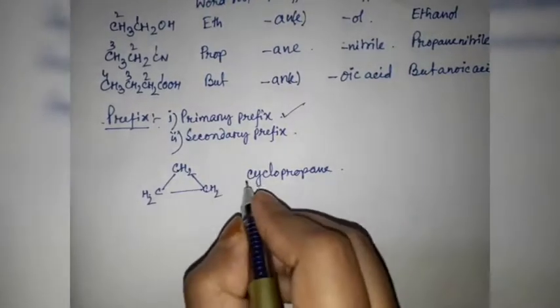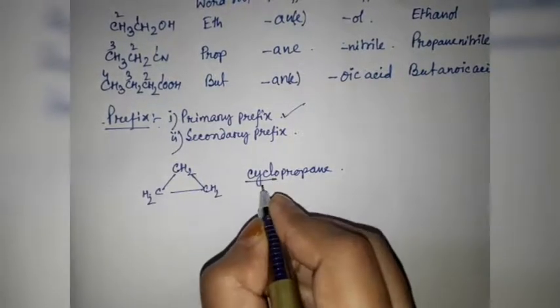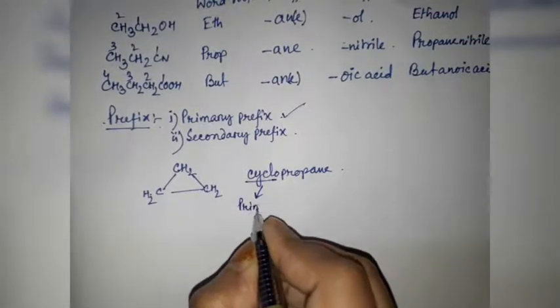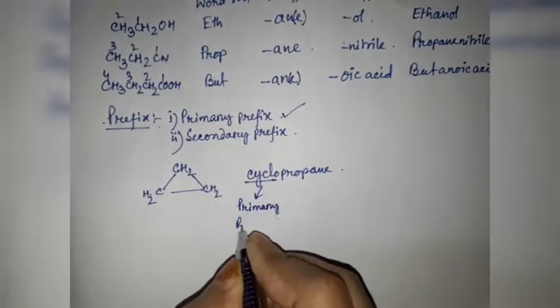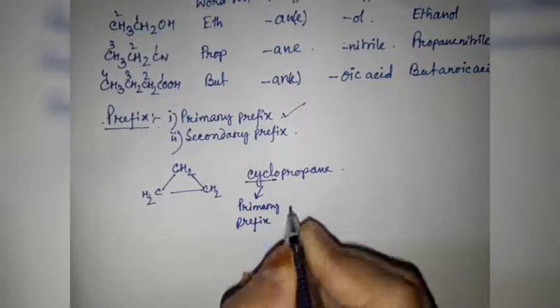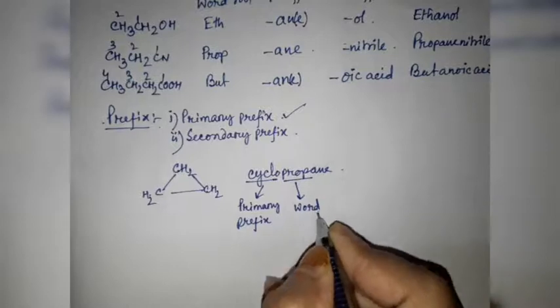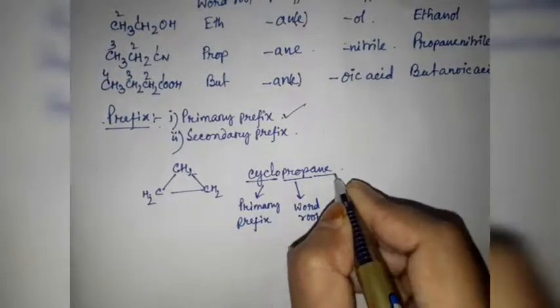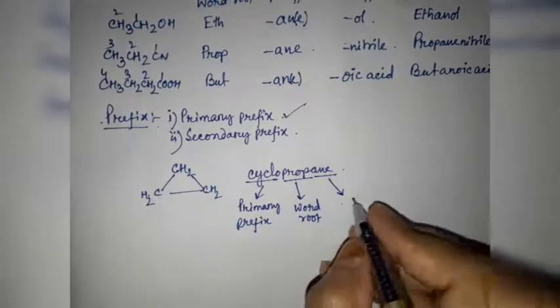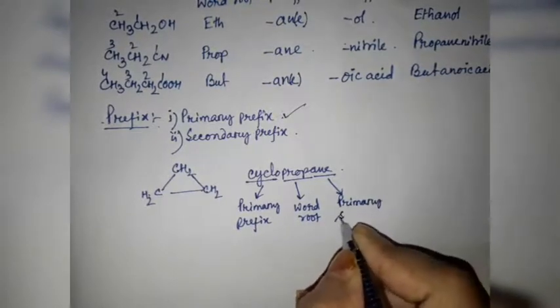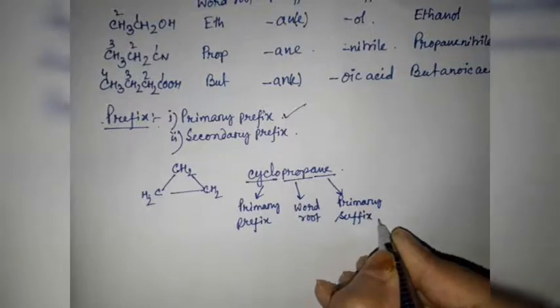Now I am showing you from where it is coming. This cyclo is primary prefix. This prop is word root, and this ane, it is coming from primary suffix. Clear?